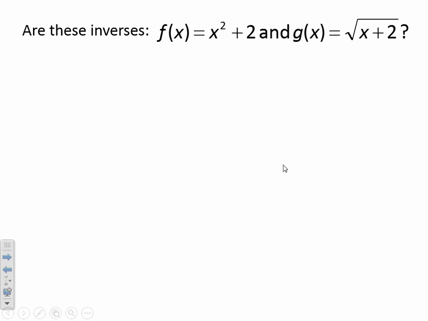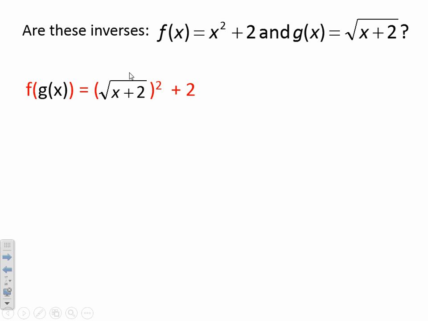Let's try it together. We got to check 2 things to check if these are inverse functions. First of all, let's check f of g of x. So I've got to rewrite f of x, that's x squared plus 2, and leave space here to plug g of x in for the x. So the square root of x plus 2 goes in for the x in f of x.